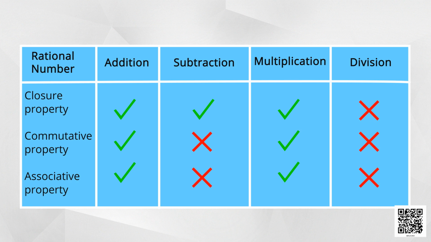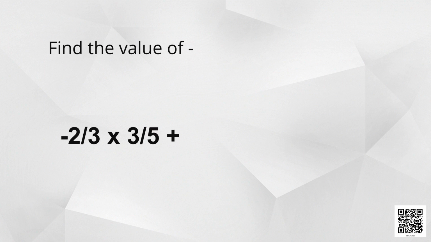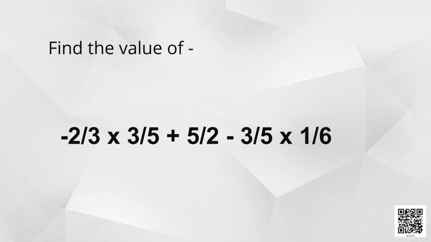Now let us do a question using these properties of rational numbers. The question is, find the value of minus 2 upon 3 into 3 upon 5 plus 5 upon 2 minus 3 upon 5 into 1 upon 6. This is not a difficult question. You can simply multiply minus 2 upon 3 with 3 upon 5. Similarly, minus 3 upon 5 with 1 upon 6. You get 3 rational numbers and solve them. But here we are going to use properties of rational numbers to solve the question. Let us see which properties are helpful in this case.